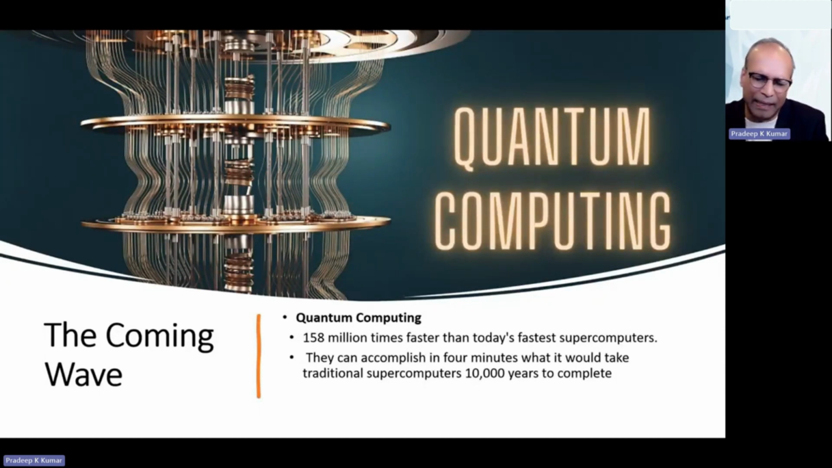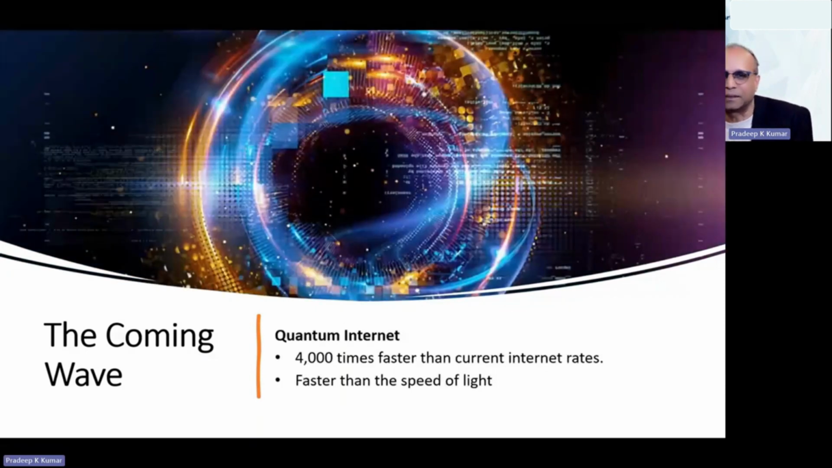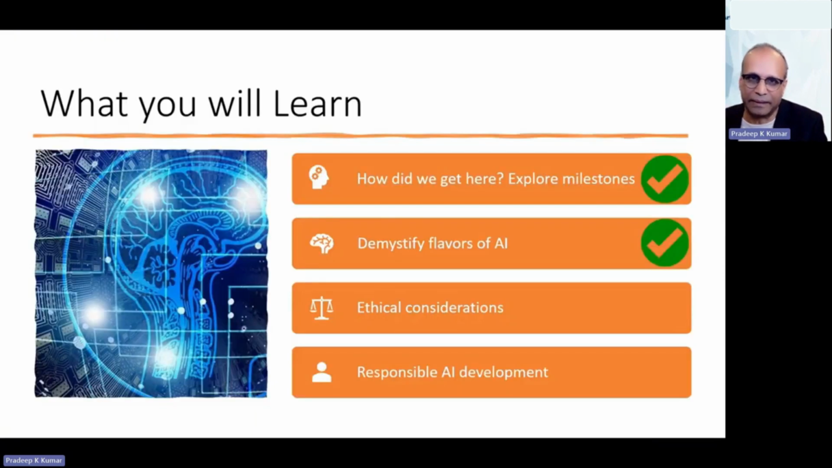The basic concept is, unlike traditional computing, which is binary, ones and zeros, there's something called the qubit, which can take many, many different states. It can be at 1 and 0 at the same time, and hence the reason why it's able to do this compute really, really fast, right? And of course, with quantum computing, the next phase is quantum internet, right? Which is 4,000 times faster than the current internet rate. Is faster than the speed of light, right? So those are some of the emerging areas.